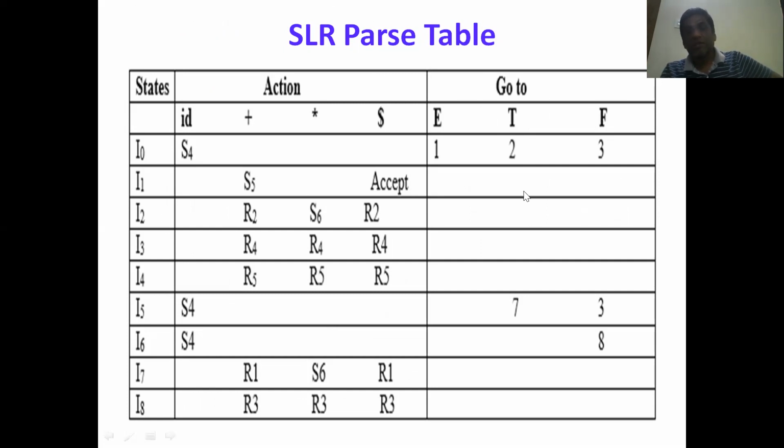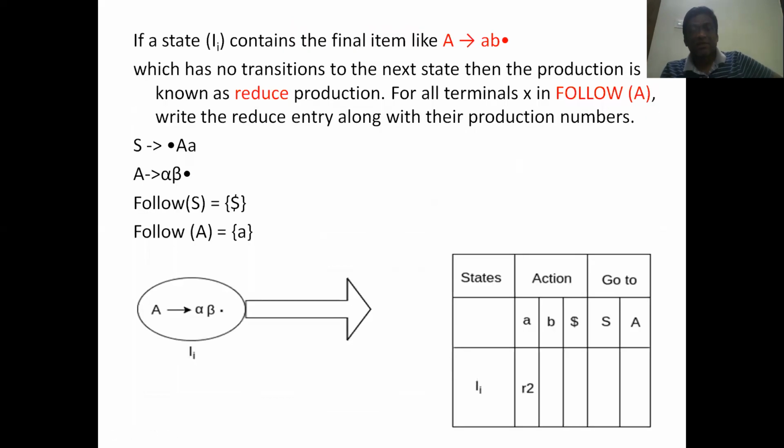And all these empty locations which are not filled represent the errors. So whenever your parser identifies one of these locations while parsing an input string, it means there is an error in the input string. And there will be only one accept situation, where it is going to be with the dollar. So how do you identify this?